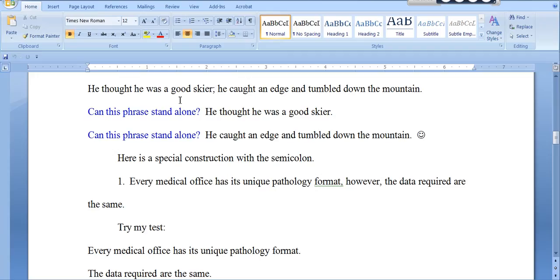Another construction that we could do is we could say, he thought he was a good skier, comma, and he caught an edge and tumbled down the mountain, because you need to use a comma with "and" when you have two complete phrases like we have here. So the semicolon takes the place of that comma and the "and." There is a special construction with semicolons.